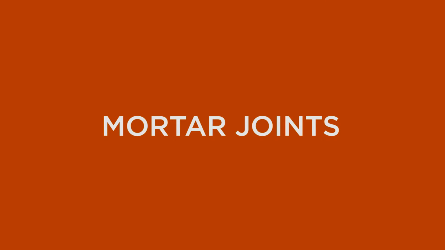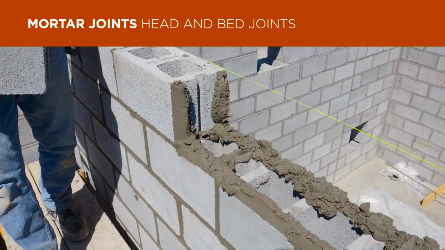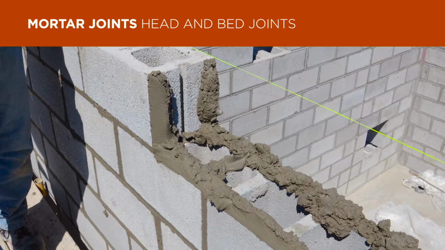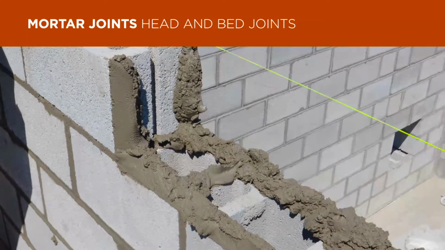We have covered the basics of the mortar itself. Now we move on to the requirements for mortar joints. What is a full head and bed joint? That depends. On hollow units, a full bed joint covers the depth of each face shell to the height of the bed joint, typically 3/8 of an inch, the full length of the unit.